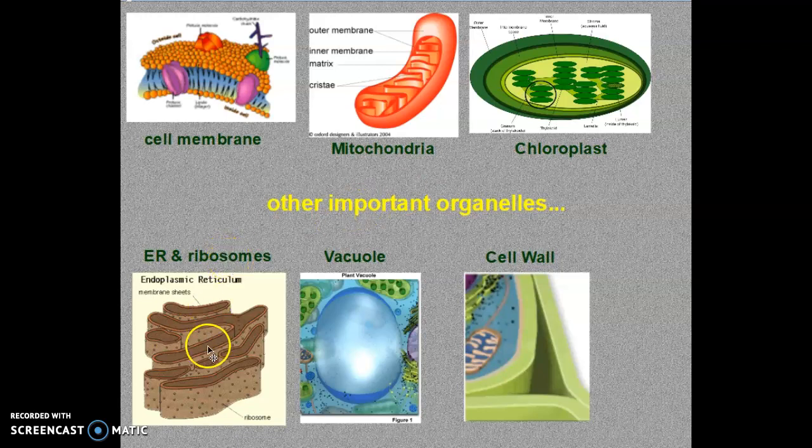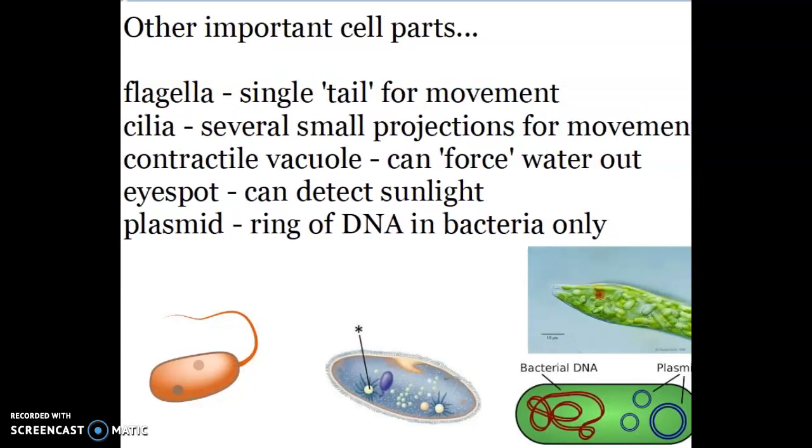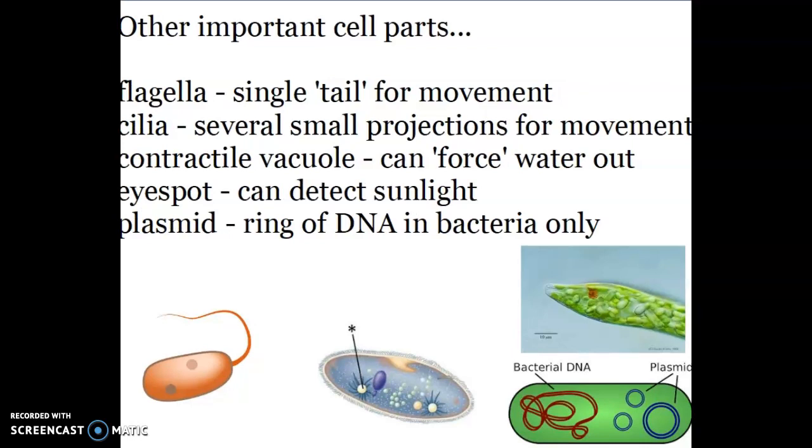Okay, the ribosomes are just the dots. I don't want you to focus on this other maze-like structure here. The vacuole will really look like an empty storage sac. And then the cell wall will always be the thing on the outside of a plant cell. Okay, remember the membrane's in here, the wall's out here. Okay. All right, and some other cell parts that I want to show you just really quickly, that we've talked about some of these already when we did unicellular organisms.